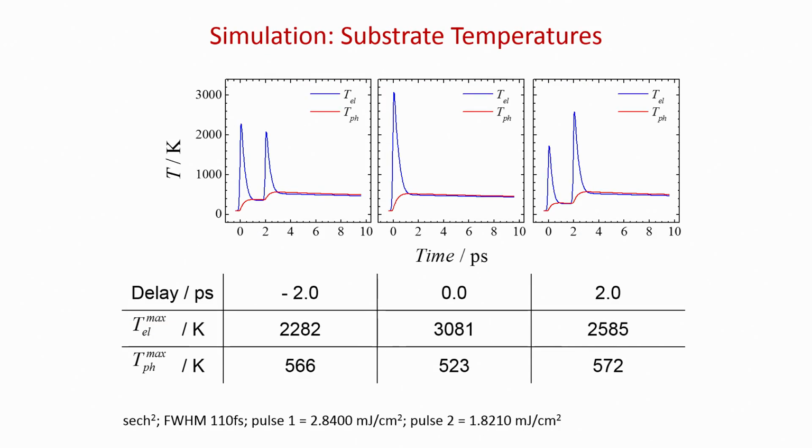This is an example. If the two pulses overlap together, that is the zero delay, then we see that the maximum electronic temperature is here. It peaks at 3000 Kelvin. It is a huge energy that we can create transiently, 3000 Kelvin. But remember, at this 3000 Kelvin temperature, electron and phonon are not in equilibrium. They are out of equilibrium.